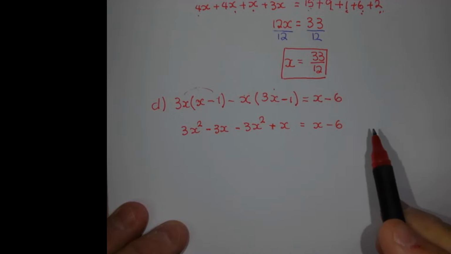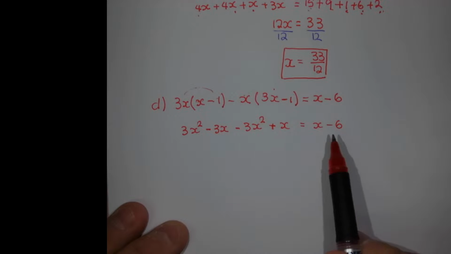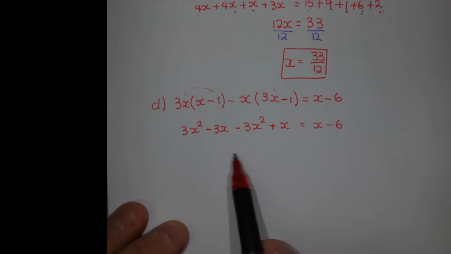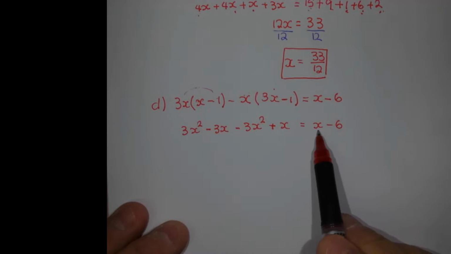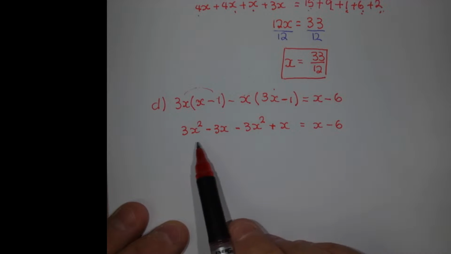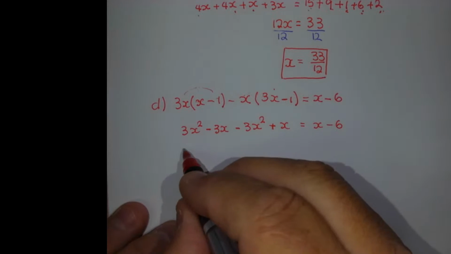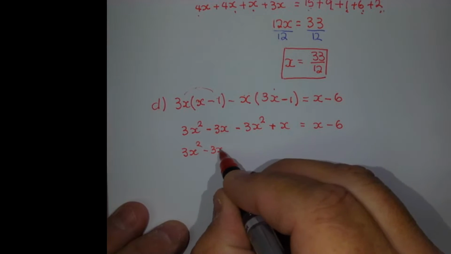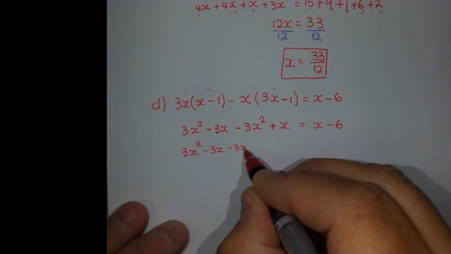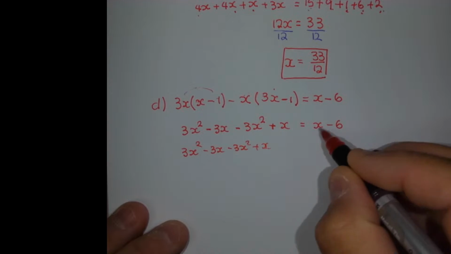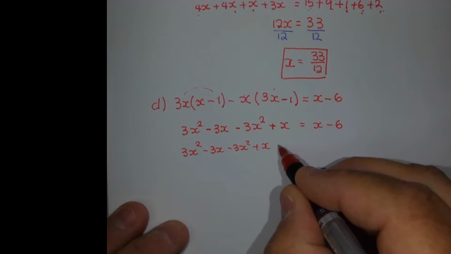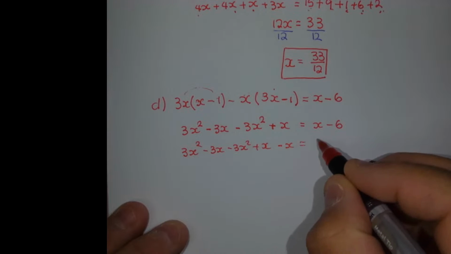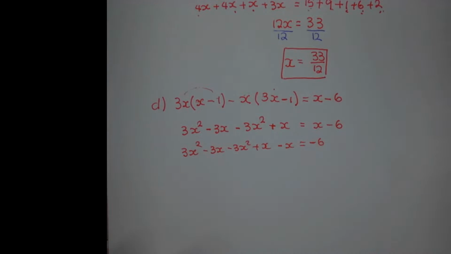Okay, now with that in hand, what I can do here now is remember that my point is always to group all the x's on the one side. Now, on this side of the equation, I've got all the x's. On that side of the equation, I've got only one x, and there's no numbers here. So I'm going to keep 3x squared minus 3x squared plus x, and I'm going to bring this x from the other side as minus x equals negative 6, and that's all that's left on the other side.